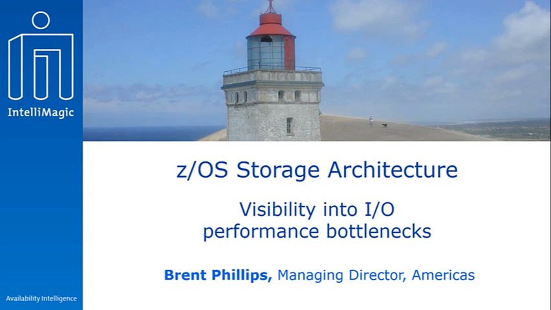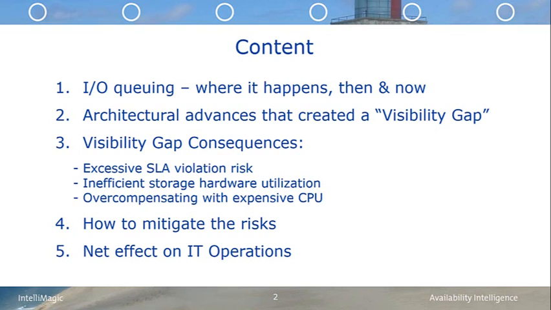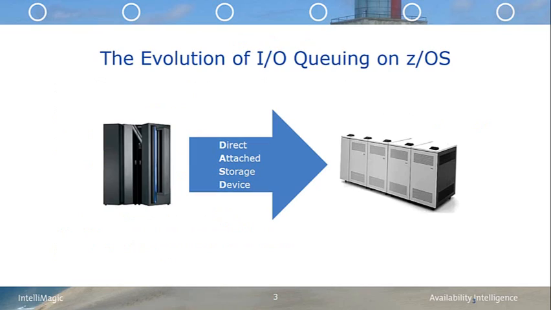This brief presentation discusses how changes in the zOS storage architecture have affected visibility into the performance of your workloads on your storage hardware. The important takeaways are where I/O queuing happens, that there's been a shift, that there's a visibility gap that's been created by the way the architecture has evolved, and that there are consequences for that gap that are important for IT operations. We'll also discuss briefly how to mitigate those risks and the overall impact on IT operations.